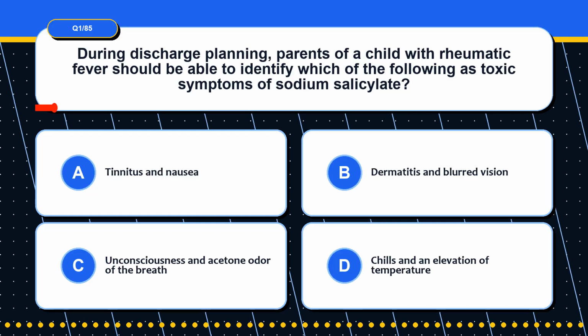Question 1. During discharge planning, parents of a child with rheumatic fever should be able to identify which of the following as toxic symptoms of sodium salicylate. Here are the options. Option A. Tinnitus and nausea. Option B. Dermatitis and blurred vision. Option C. Unconsciousness and acetone odor of the breath. Option D. Chills and an elevation of temperature.